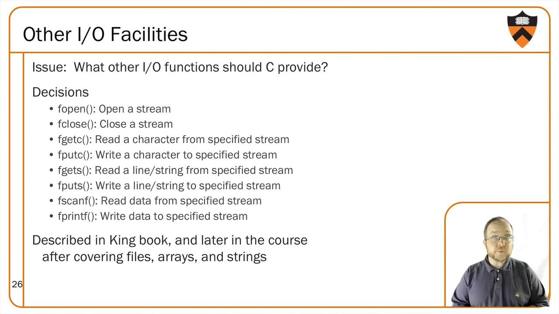So the library does provide lots more. It provides opening, closing, writing to, and reading from files, most notably arbitrary file streams. And you'll use one of these, fprintf, in assignment 1, because you're required to write an error message to standard error if you detect an unterminated comment. For help on any of these, you can look them up in the King book, or as always, use the man pages.